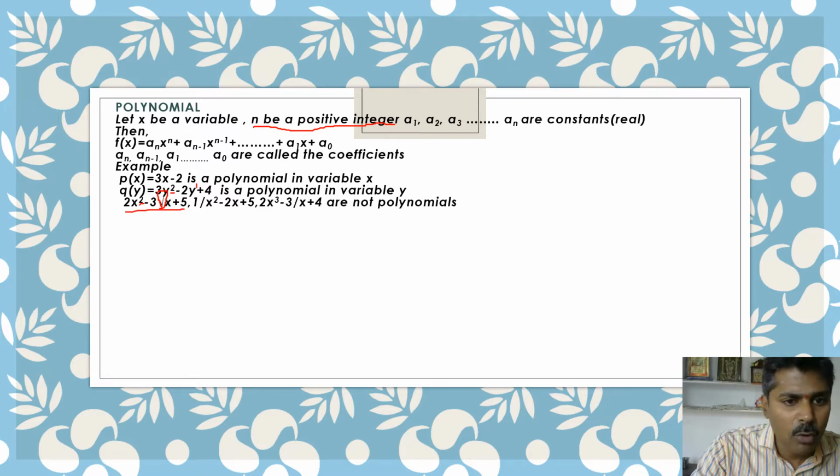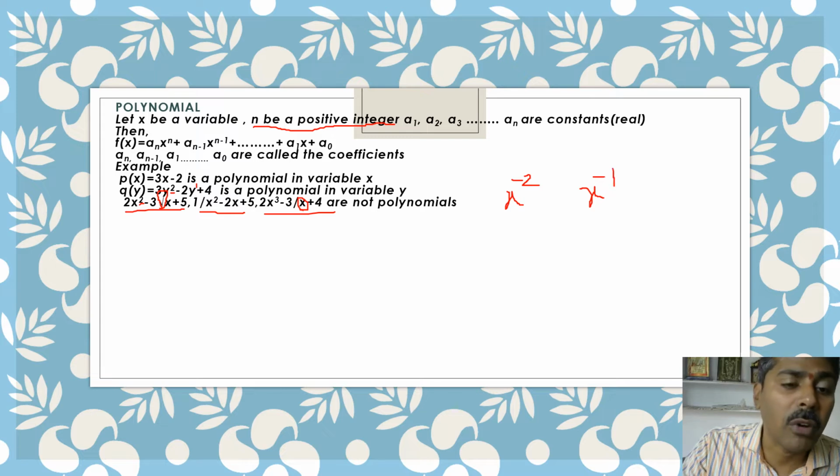Similarly, if you go with 1/x^2, in exponential form that becomes x^(-2). But we know that n should be a positive integer, it is negative, hence it is not a polynomial. And here also we have 3/x. 1/x can be written in exponential form as x^(-1). Since it is negative, it is not a polynomial.